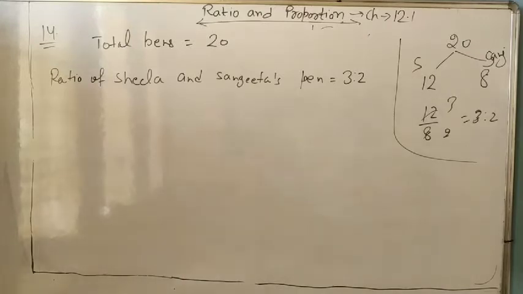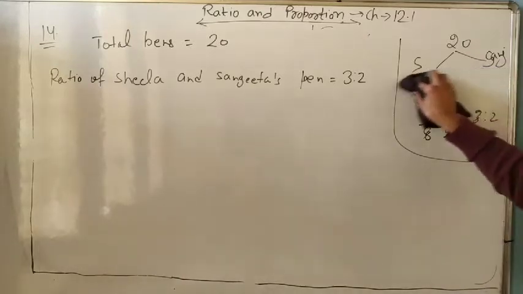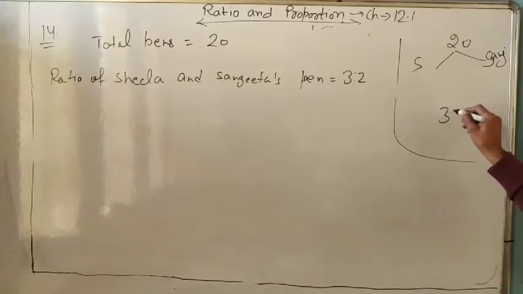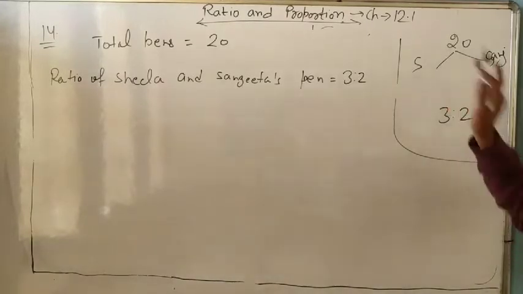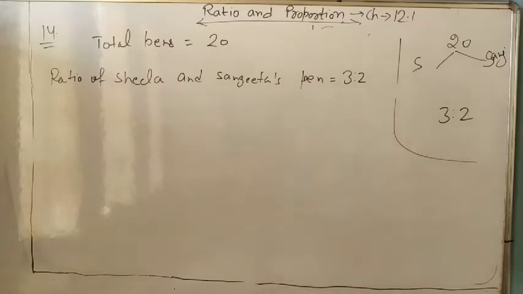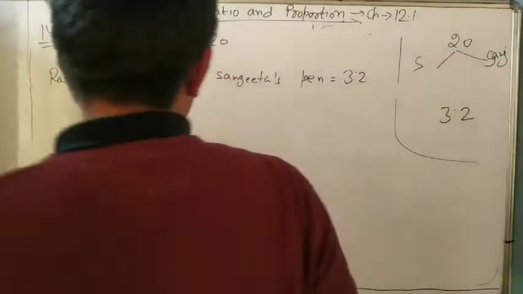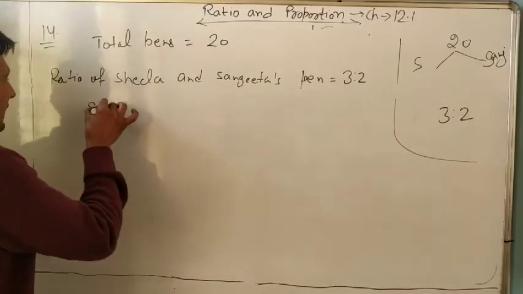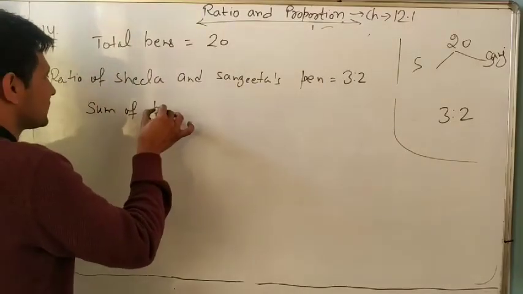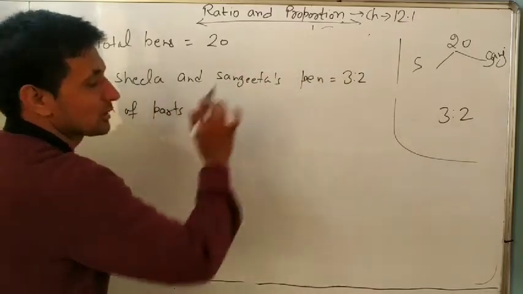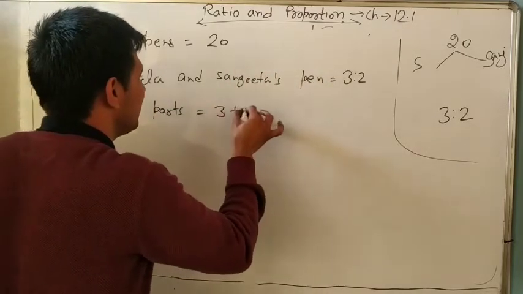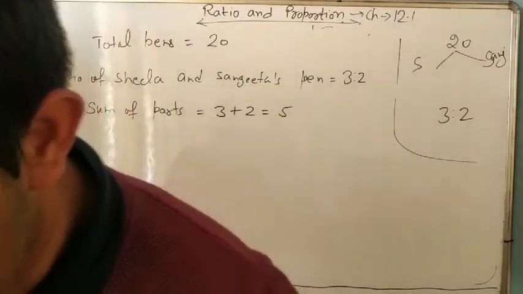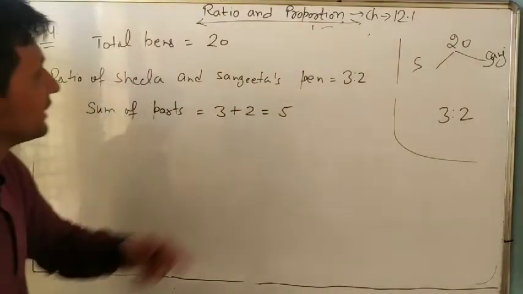3:2. So now 8 and 12 are not given. We have been given that we divide the total pens in 3:2. What are their pens? How will you find? Look at what I told you. When a ratio is given, what do we do? First we find the sum of parts, or sum of ratio. What is 3 plus 2? It is 5.